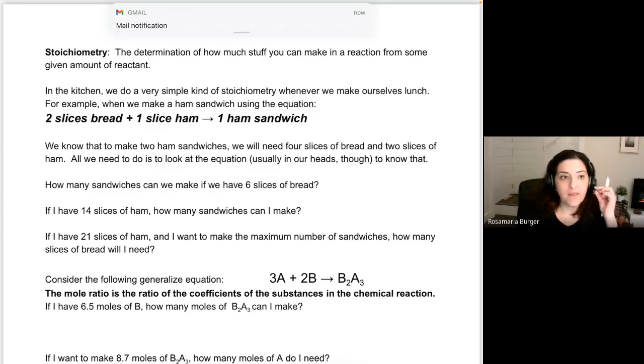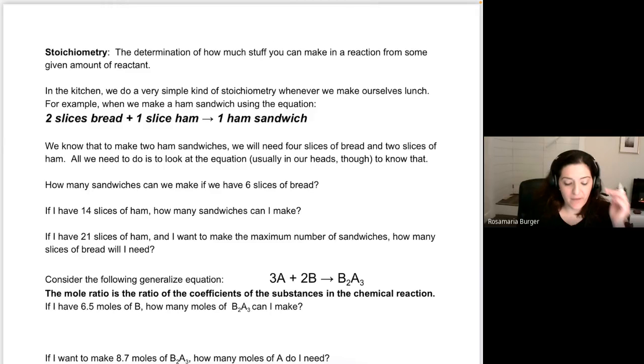Okay. Hi, everybody. I'm sorry I'm not in class with you right now, but I'm going to be teaching you today about stoichiometry. Stoichiometry is basically a way for you to determine how much you can make in a reaction from a given amount of one of your reactants.